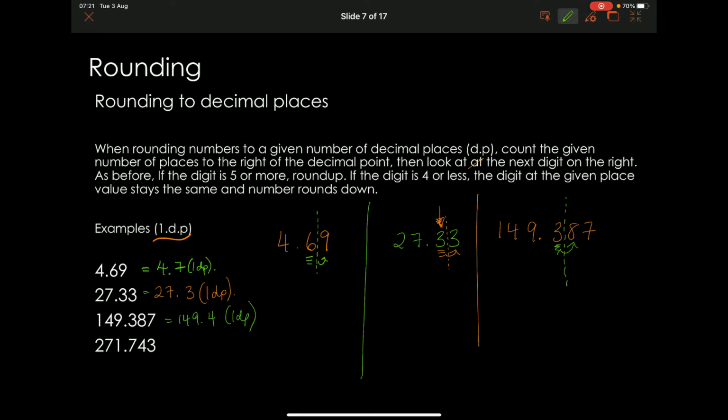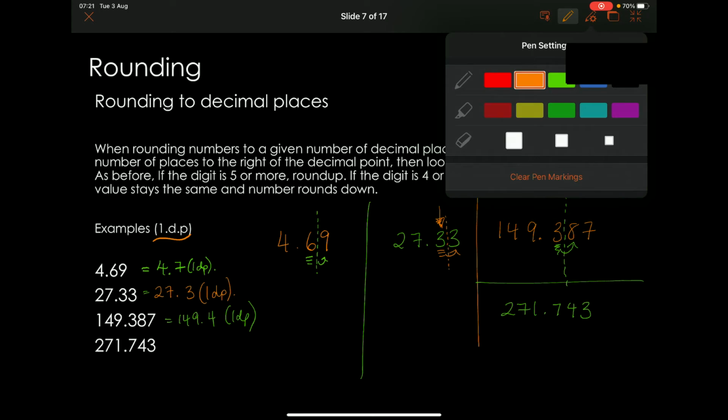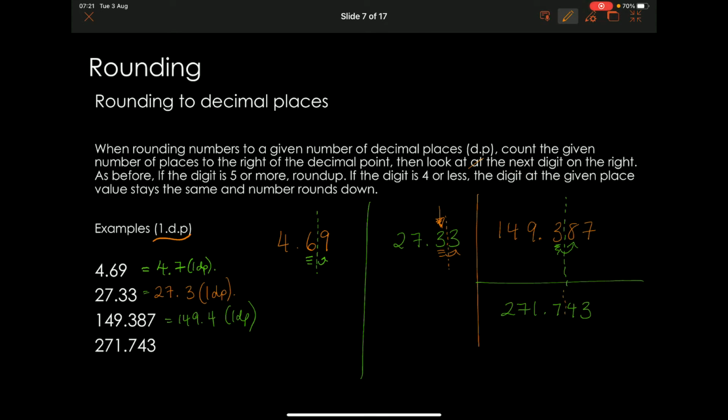And then finally, on the last one, we have 271.743. Again, we are rounding to 1 decimal place, so we're going to stop 1 number after the decimal point. And we're going to decide whether this stays as a 7 or it changes. We look at the number to the right. That's a 4. And we know that if it's 4 or below, it stays the same. So 271.7 to 1 decimal place.